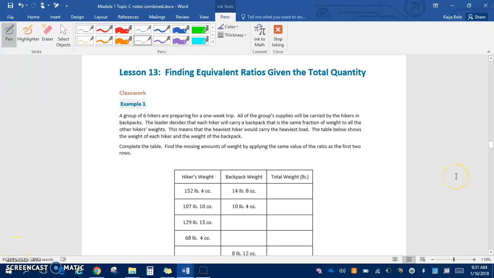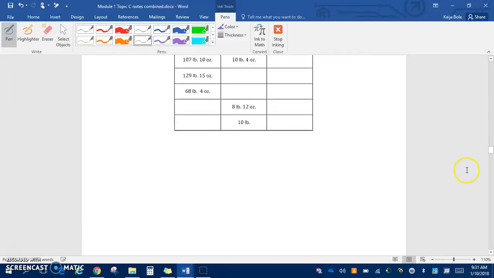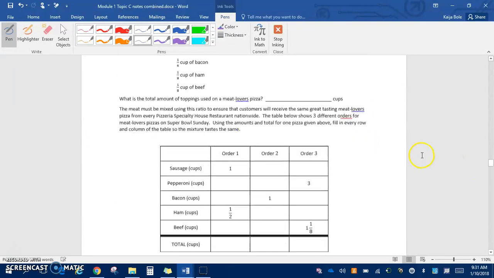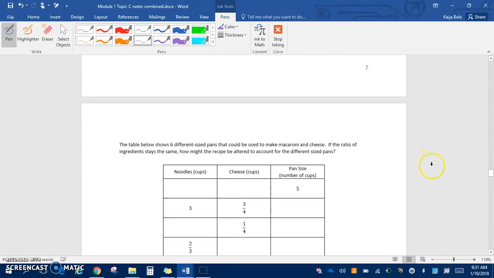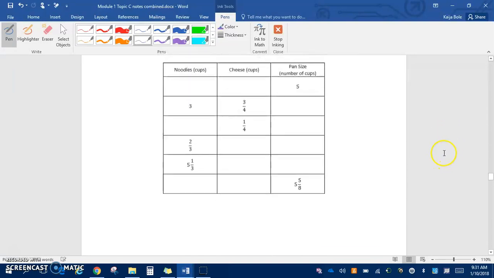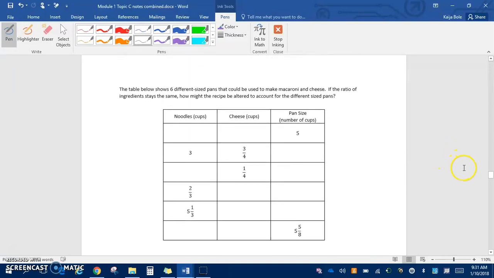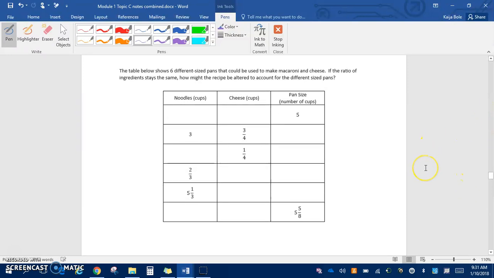Okay, so here we are on lesson 13, finding equivalent ratios given the total quantity. So we're actually going to skip this first page and the second page, and we're going to go on to the third page, which should be page 8 in your note packet. These examples get a little long, so we're just going to do one in the video.